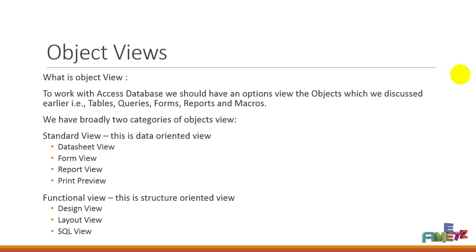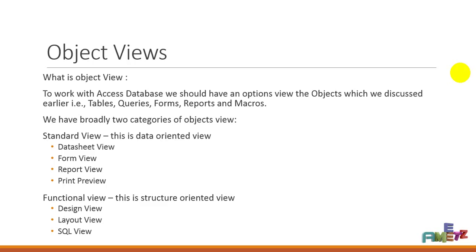So what is object view? To work with an Access database, we should have an option to view the objects like tables, queries, forms, reports, and macros, so that we can manipulate them and see that it works the way we want it to work, so that finally the end output will come.